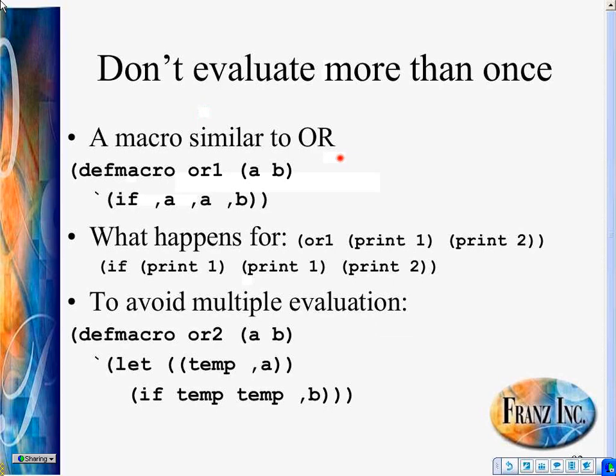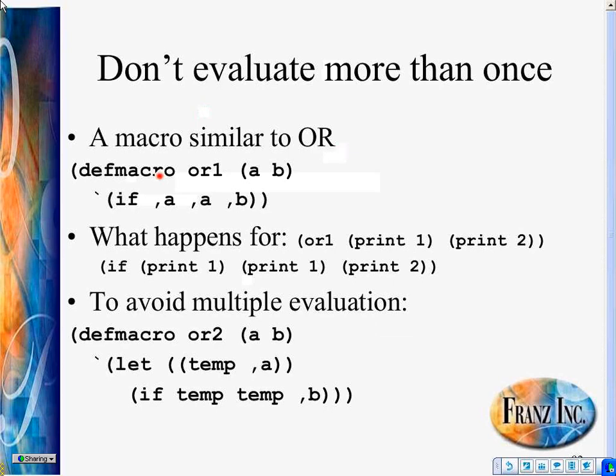And so there are two elements of the contract of OR. One of them is that it will stop after it reaches a true value, and the remaining arguments will not be evaluated. And the second thing, which you may not think of, but in fact is one of its promises, is that each argument is only evaluated once.